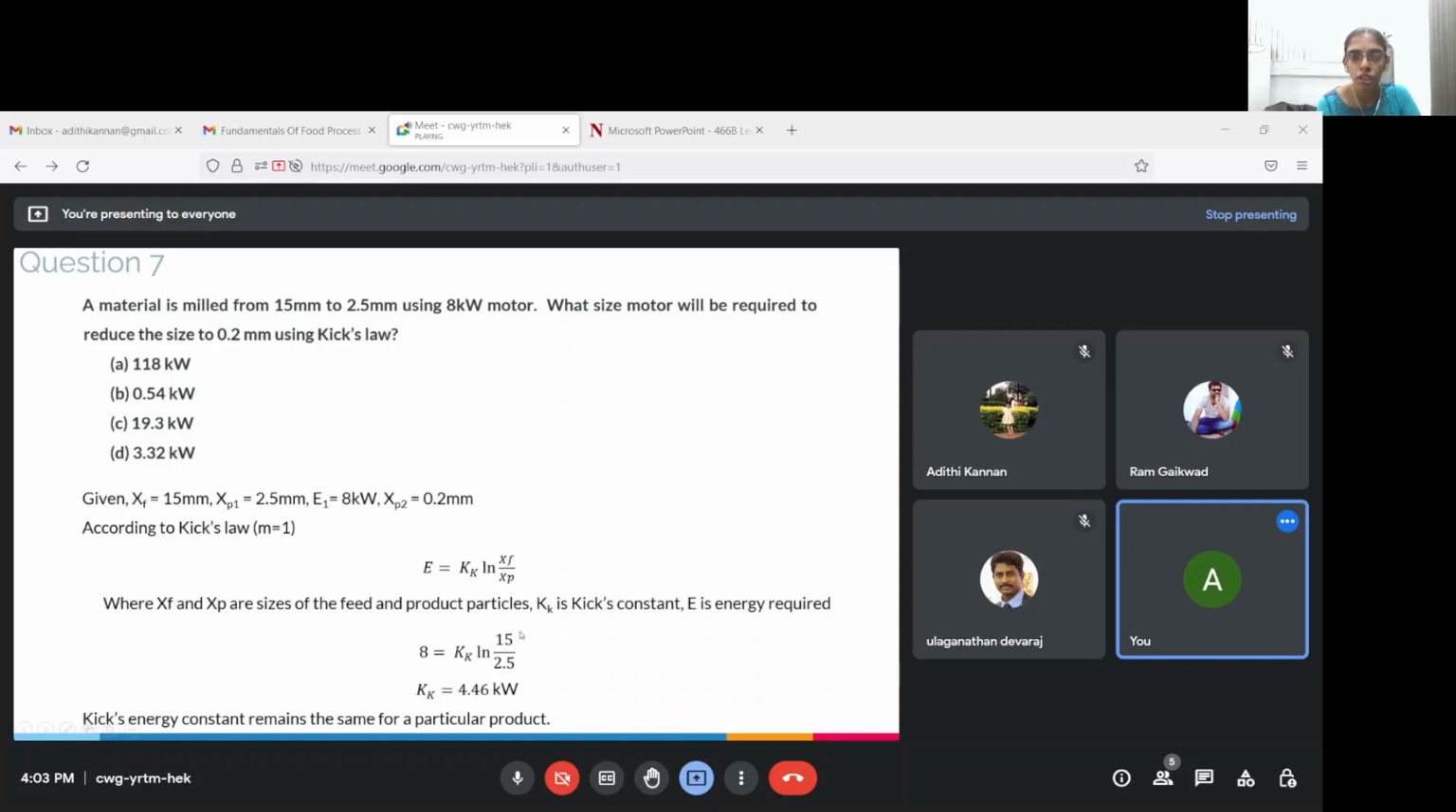So for any product, the Kick's constant remains constant for a particular product, and for a particular kind of mechanical efficiency, your kk remains constant, which is 4.46 kilowatt. So this, when you back substitute here in the equation, now you have xf also, now you have the second xp also that you require here. So from there you can calculate the energy required.